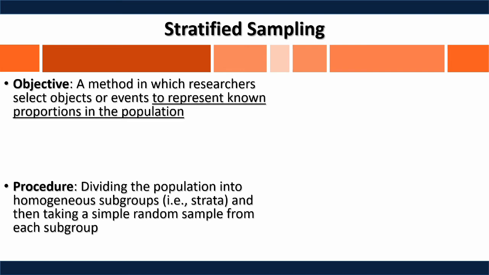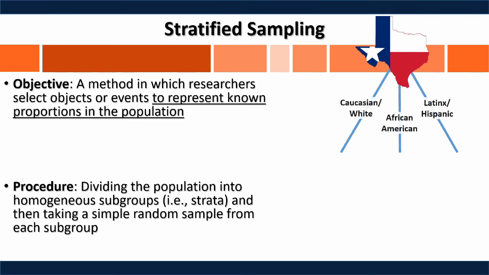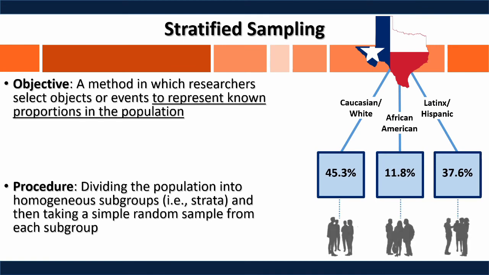Let's use an example of known ethnic strata. Suppose a researcher wanted a representative sample on the basis of ethnicity from the state of Texas. The procedure for stratified random sampling is that you would first find the composition of different subgroups in Texas. So Texas might be comprised primarily of Caucasian and white individuals at 45.3%, Latinx or people of Hispanic origins at 37.6%, and African Americans or people of African origin at 11.8%, and so on.